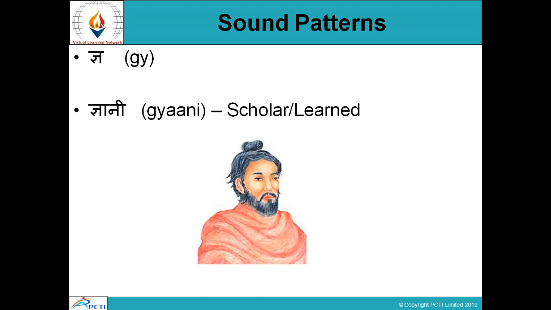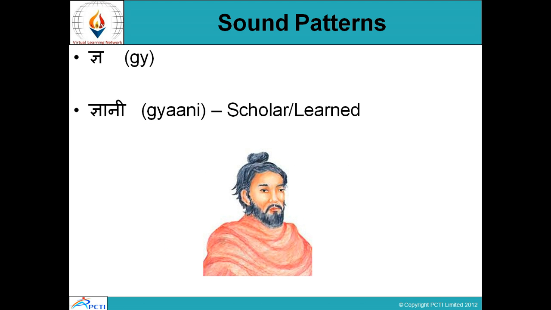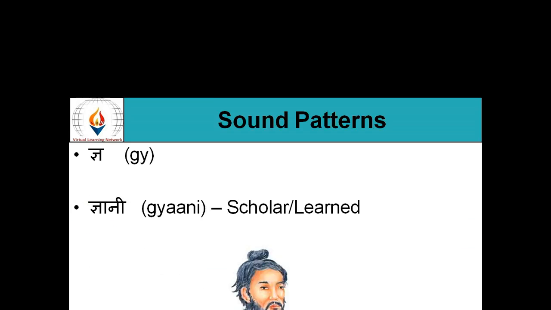Gyani. Gyani is a person, a learned person, scholar person who has lot of knowledge. Professor also. Gyani, the person who has lot of knowledge about things. Knowledgeable person, learned person, scholar person is called Gyani. Last but not the least sound pattern, it's Gya. So scholar or the learned person is called Gyani.